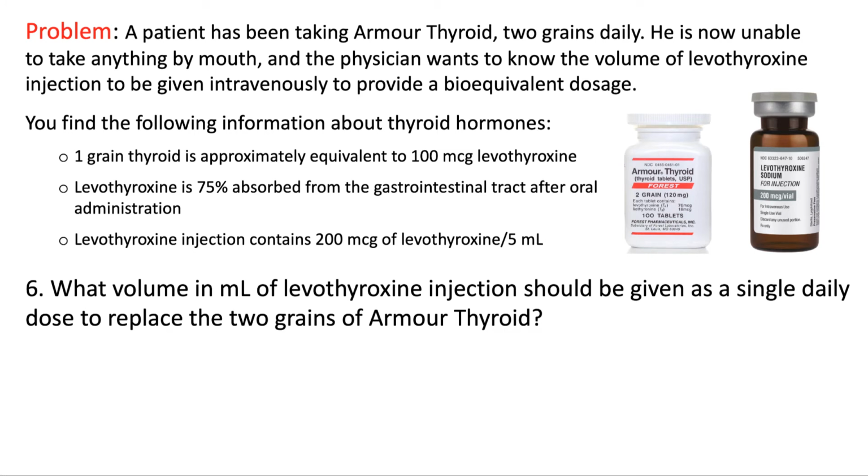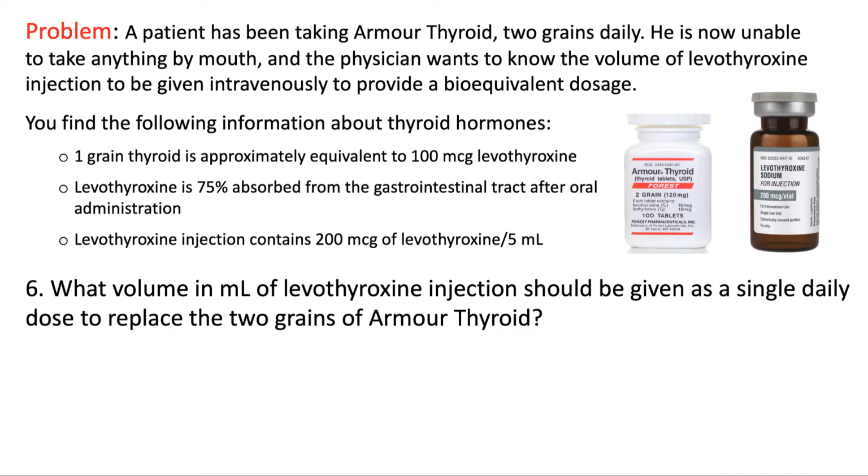All right. Next question is a little different. Let's read it carefully. It says, a patient has been taking Armour Thyroid 2 grains daily. And so I show you in that picture here, that's a tablet. So the tablet this patient is taking contains 2 grains of Armour Thyroid. He's been taking that once every day. He is now unable to take anything by mouth, and the physician wants to know the volume of levothyroxine injection to be given intravenously to provide a bioequivalent dosage.